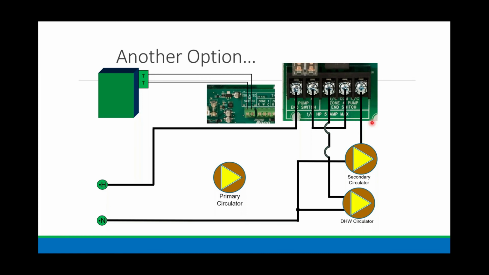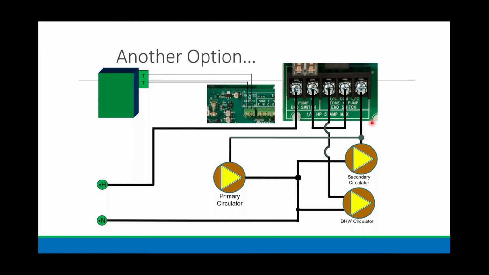But now the primary, where am I going to put that? Well, what if we wired it and connected it to normally closed, just like the secondary circulator? So that means when there's a call for space heating, the pump end switch will close, normally closed switch will stay closed, and I'll turn on now the secondary and the primary circulator.